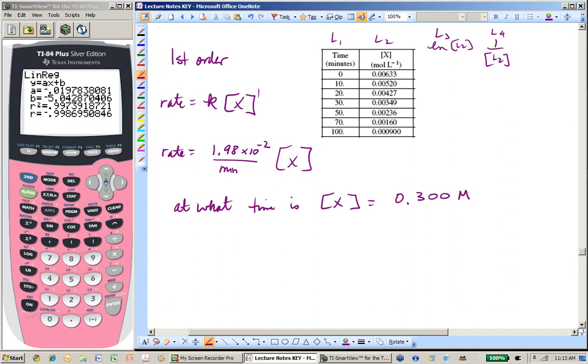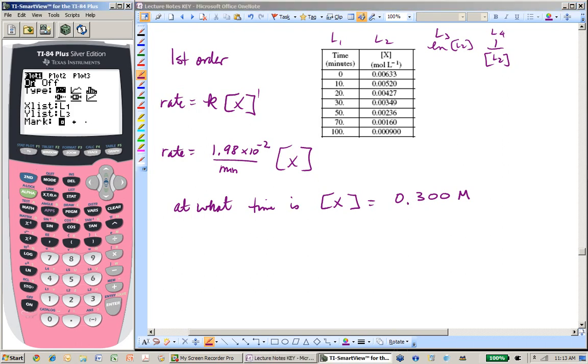So I need to go set up the graph. You have to hang on to what's in your head, that it's L1, L3 that I need to set up. I'm happy that this is my best regression. That is what's sitting in my y equals right now. But I need to go set up my stat plot. It needs to be L1, L3. I got lucky on that.